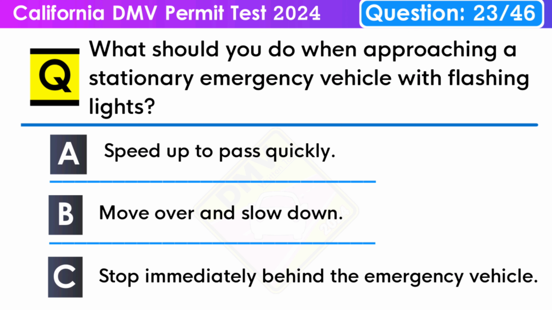Stop immediately behind the emergency vehicle. Correct answer: B. Move over and slow down. When approaching a stationary emergency vehicle with flashing lights, you should move over to another lane if possible and slow down. This helps ensure the safety of emergency personnel and other drivers.